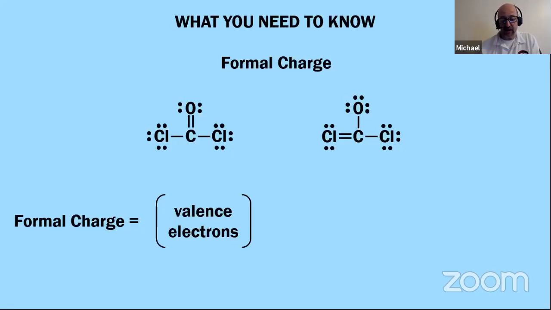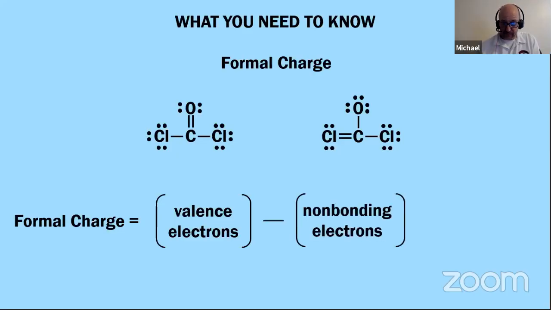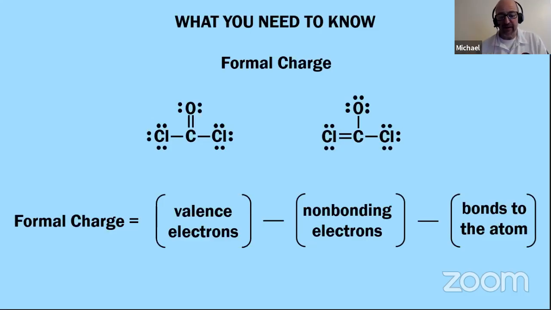Take a look at the atom, specifically in a particular Lewis structure, and count the number of non-bonding electrons that are on that particular atom. So you would subtract that number and then count how many bonds are directly attached to that atom. So in the case of a single bond, that would be 1. In the case of a double bond, that would be 2, and a triple is 3.